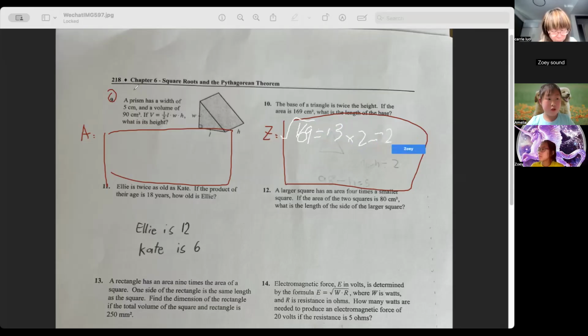So we're doing number 9, right? Oh, I'm on the wrong question. You said 169, so oh, okay. 9.